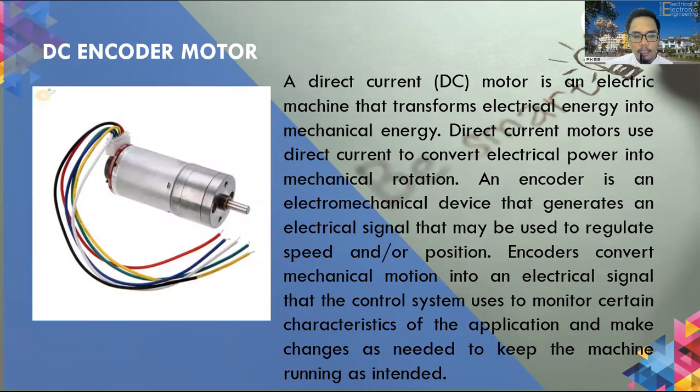An encoder is an electromechanical device that generates an electric signal that may be used to regulate speed and or position. Encoders convert mechanical motion into an electrical signal that the control system uses to monitor certain characteristics of the application and make changes as needed to keep the machine running as intended.